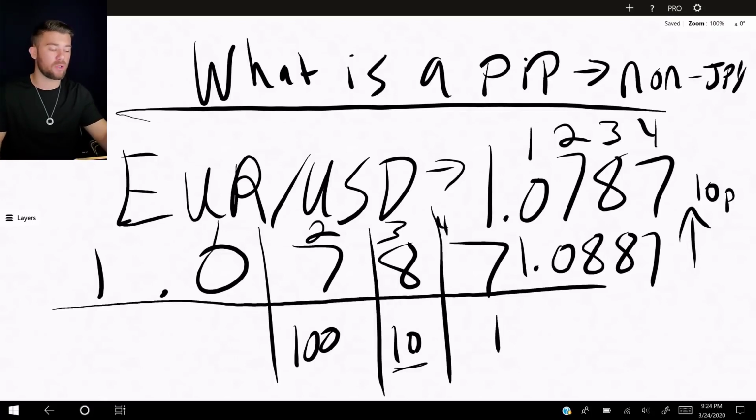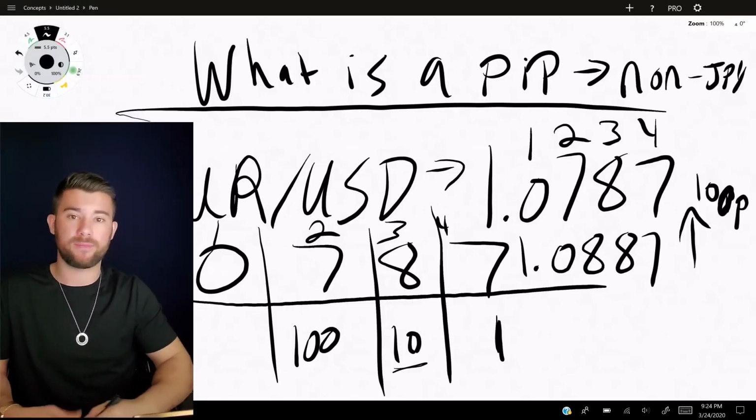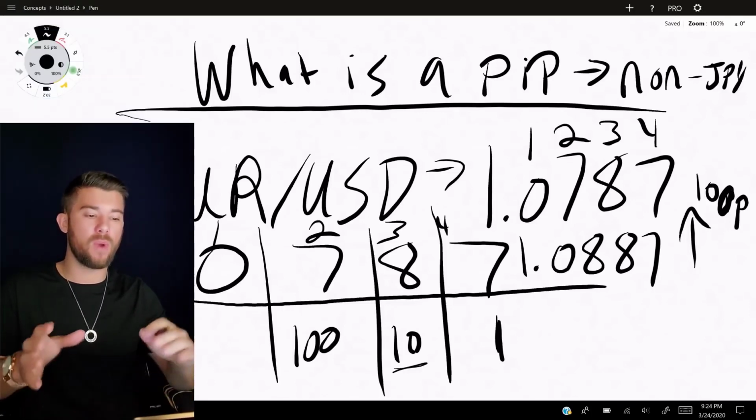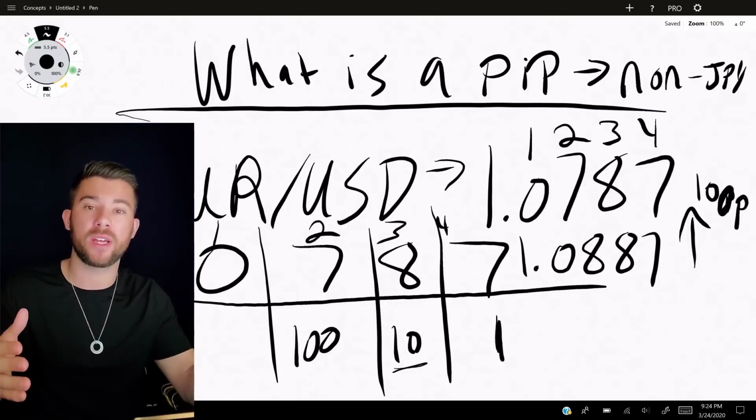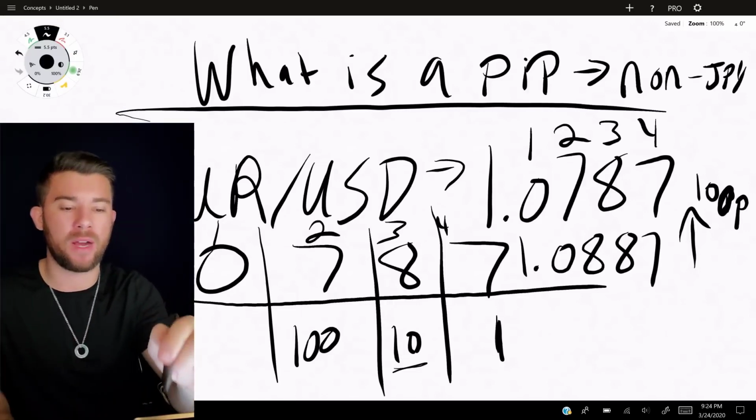Well, let's look at our column or graph. We have our ones, the 7, it stayed the same. We have our 10s, which was 8, it stayed the same. We have our 100s that was 7 and is now 8. That means that the euro dollar went up not by 10, but by 100 pips. So that's the way you recognize a pip. A pip is the fourth decimal place. It's the smallest amount of currency moves that we care about as traders.